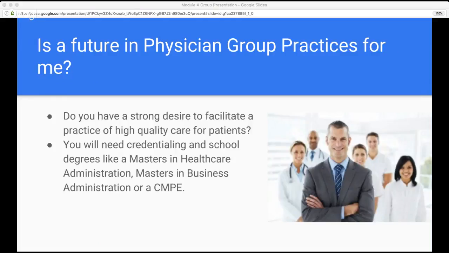The future of physician group practices relies on leaders and managers who are equipped with the proper training and education. Seek to always improve upon your education. The healthcare administration field is always evolving. Make sure that you are evolving along with it, so as to accelerate your career.